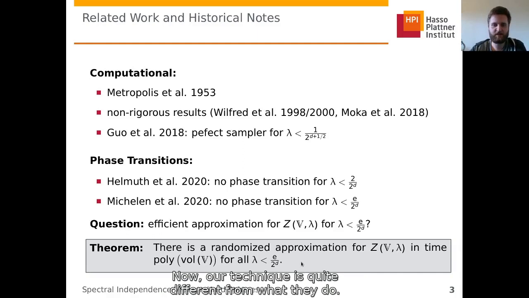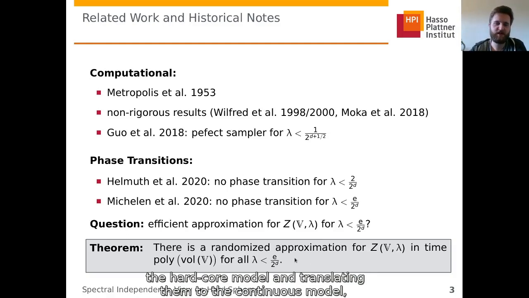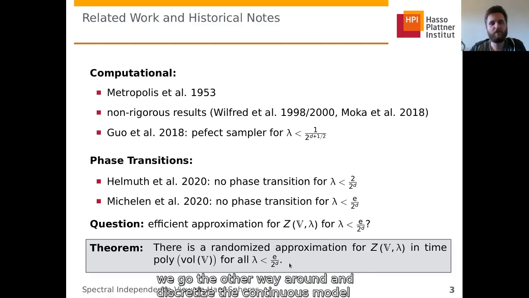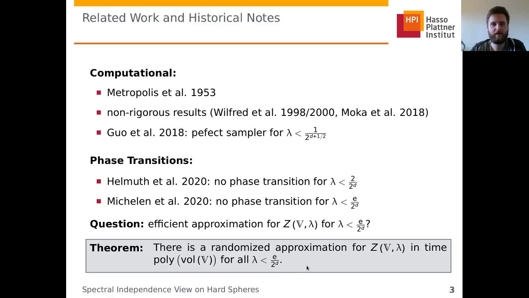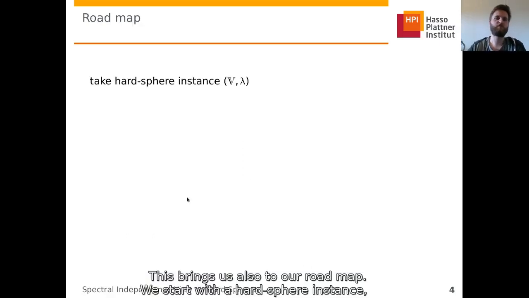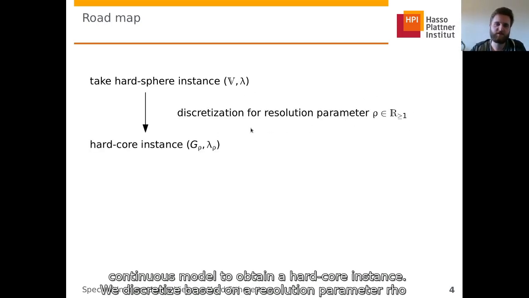Now, our technique is quite different from what they do, because instead of taking tools that were developed in computer science for the hardcore model and translating them to the continuous model, we go the other way around and discretize the continuous model such that we can apply algorithmic tools that were already developed in computer science. This brings us also to our roadmap. So we start with a hard sphere instance, so some region and a fugacity, and the first thing that we do is that we discretize this continuous model to obtain a hardcore instance.